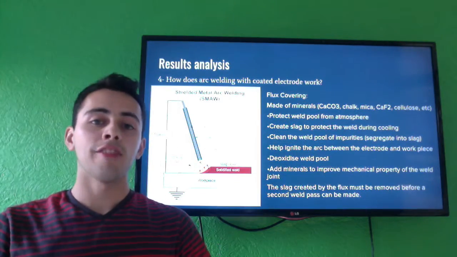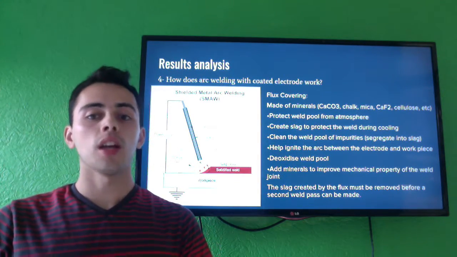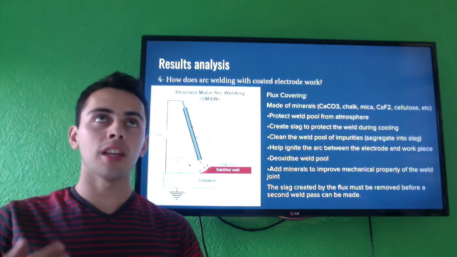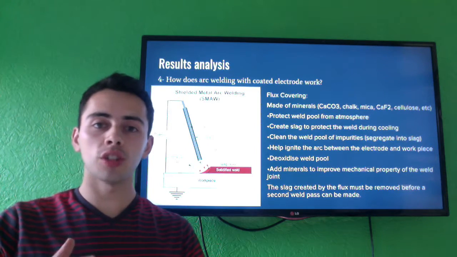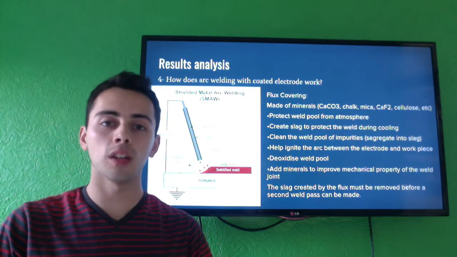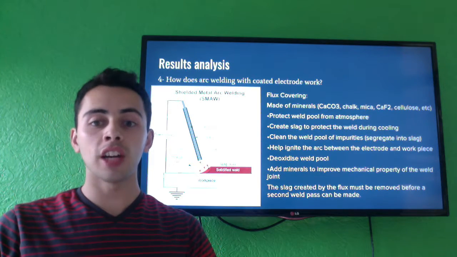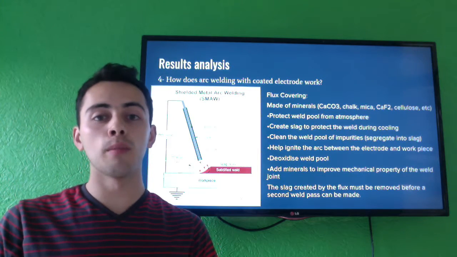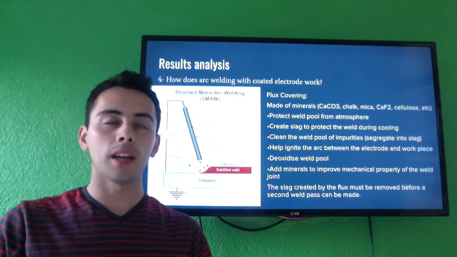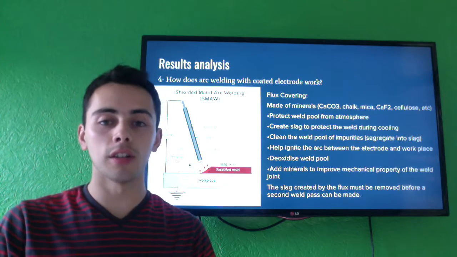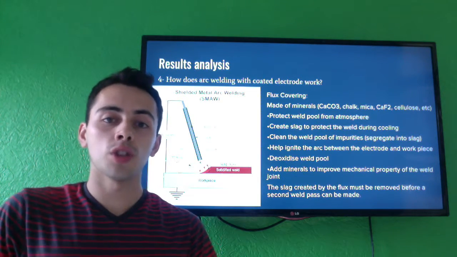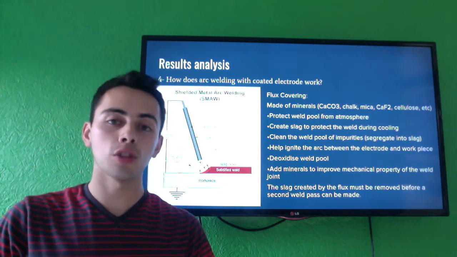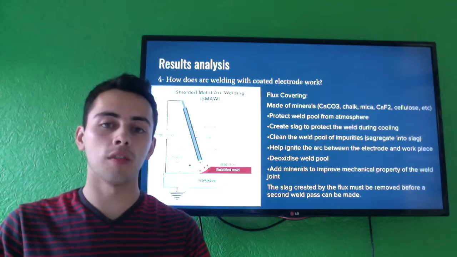The flux that coats the electrode is used mainly to protect the weld pool from the atmosphere. When the flux is used, it creates a gas shield which prevents other gases from coming into the weld and contaminating the workpiece. However, it creates a slag on top of the material that should then be removed, as this slag can damage the material. In addition, it is also used to help with the ignition of the weld, and it can sometimes have minerals to enhance the mechanical properties of the material.